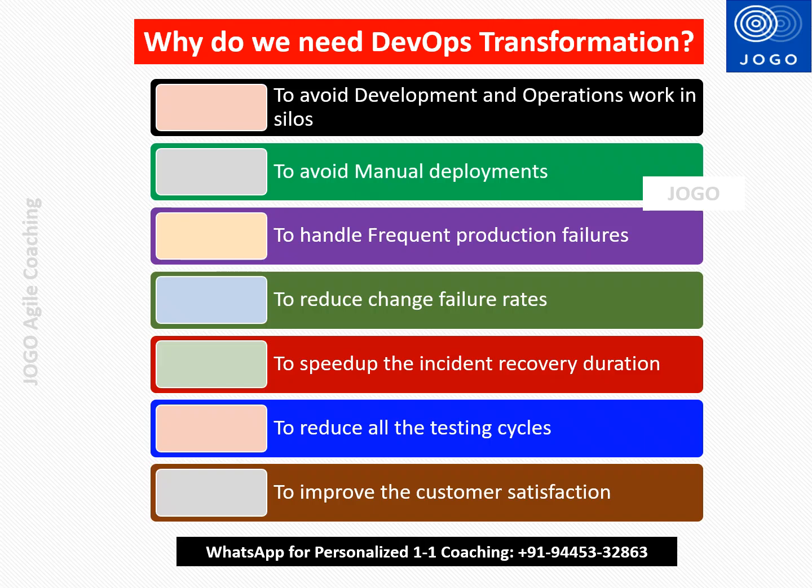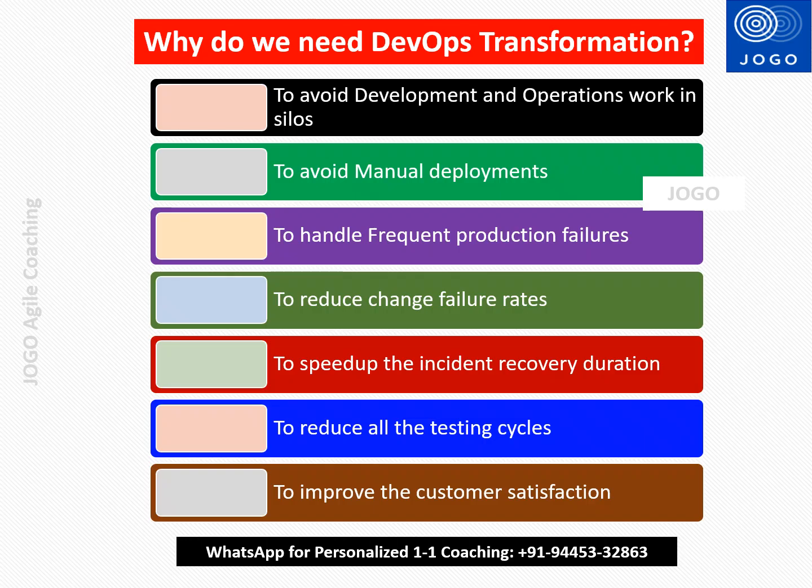Now let us understand why we need the DevOps transformation. First, to avoid development and operations working in silos. If both teams are working in silos, it will lead to lots of confusion, integration problems, and delays. So to avoid these delays and silos, DevOps transformation is needed for the organization. The second need is to avoid manual deployments. If you don't have DevOps, most of the deployments will be manual. To avoid this, we need to go for DevOps transformation.